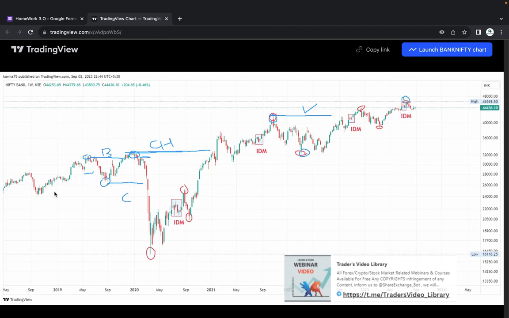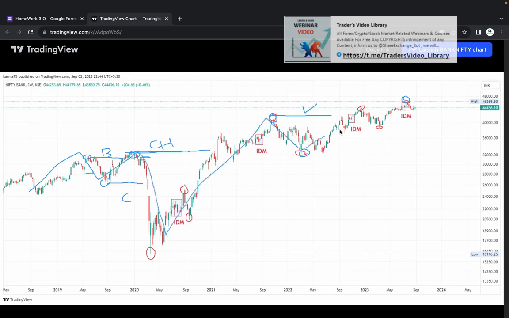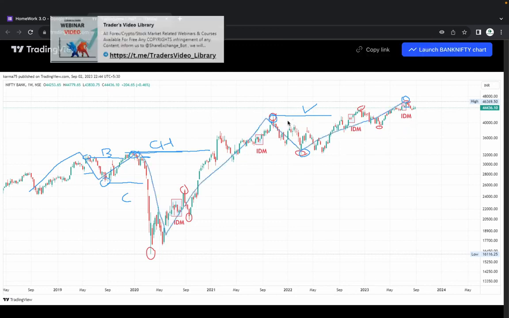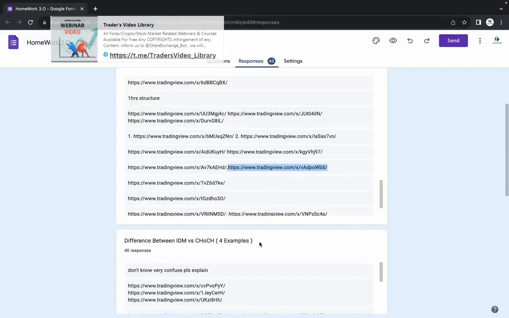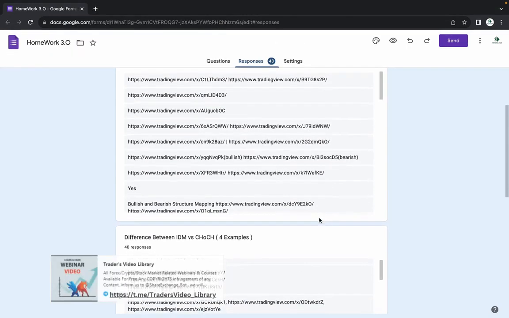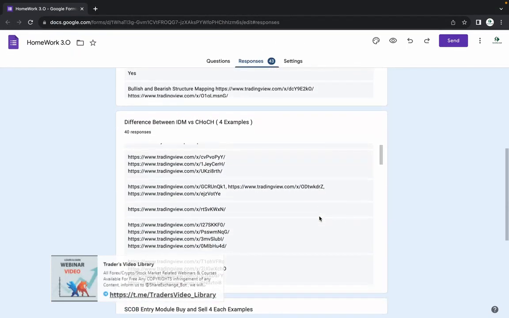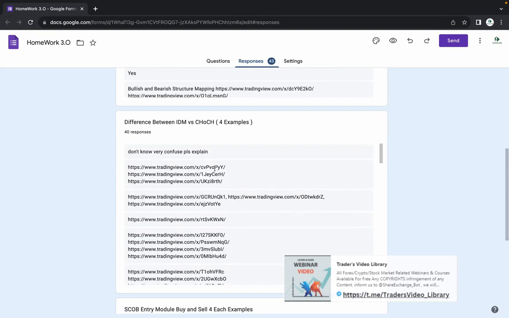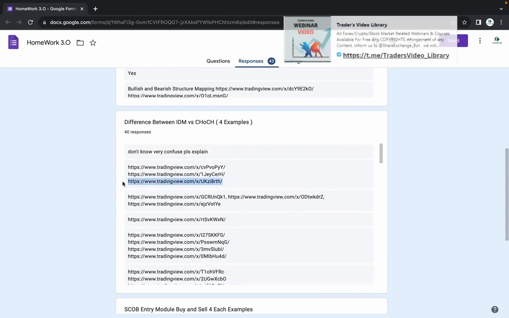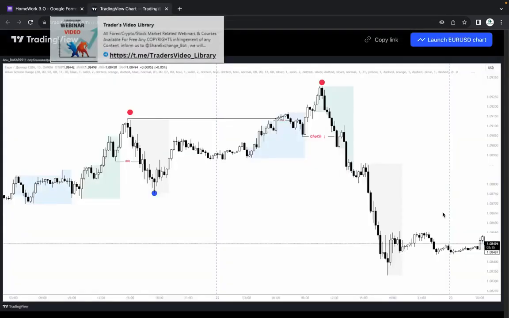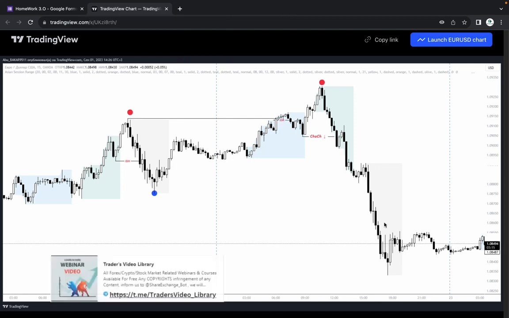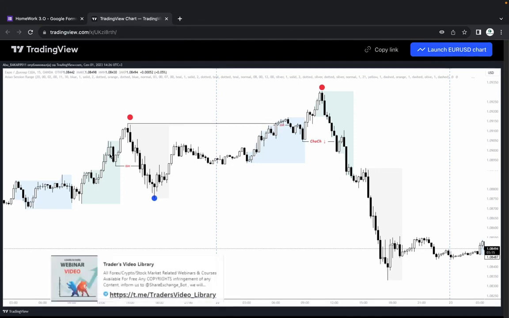So this entire move something like this. Okay, so this move happens like this. Okay, now let's move on to the next one. So, the difference between inducement and chalk. Okay, let's see, because structure is almost clear for everyone. Okay, this is an inducement and chalk example.